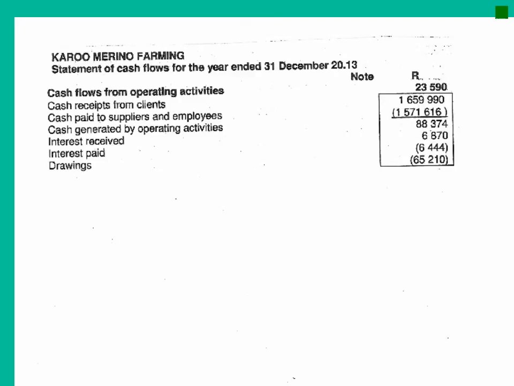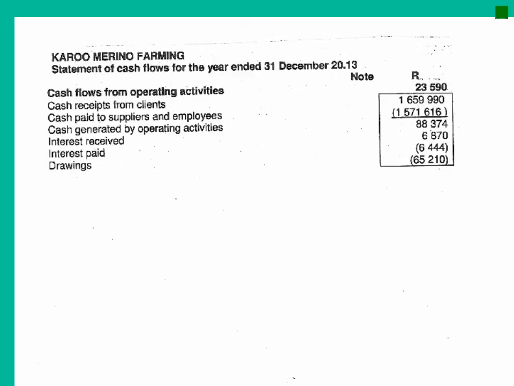So the first part of the statement of cash flows can now be completed. You must memorize the wording, please. Easy marks, you need to learn the wording like you learned the wording and the format for the statement of profit and loss and the statement of financial position. Please learn the wording and format for the statement of cash flows.